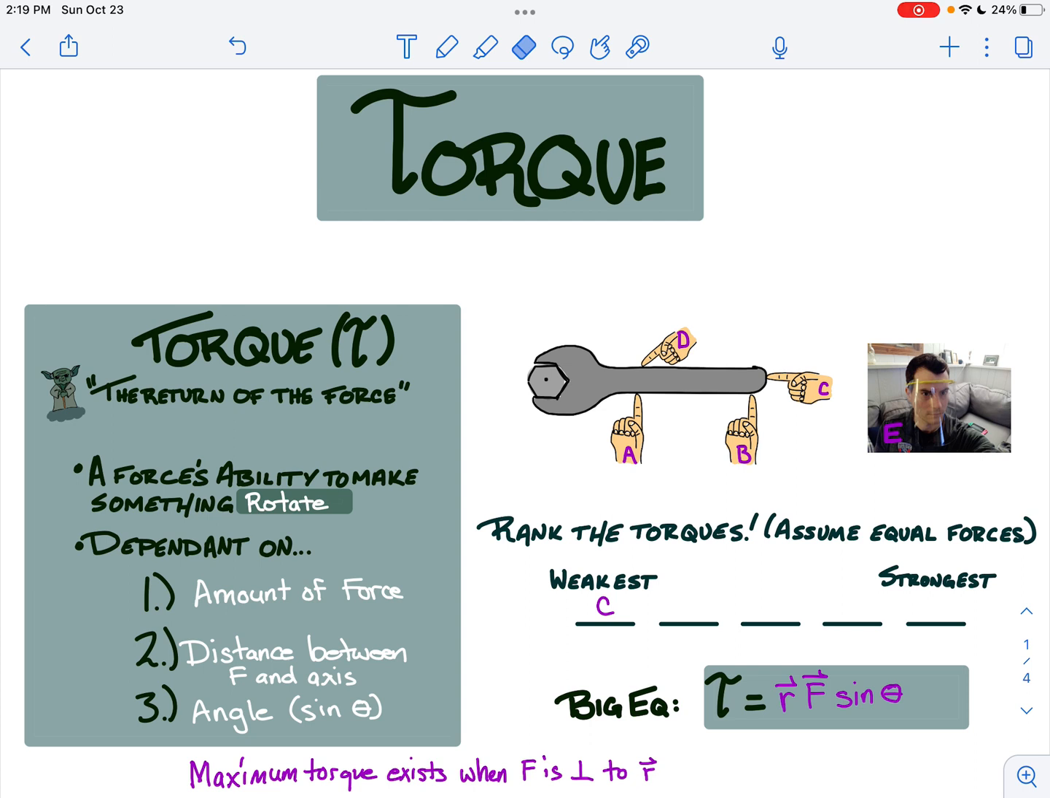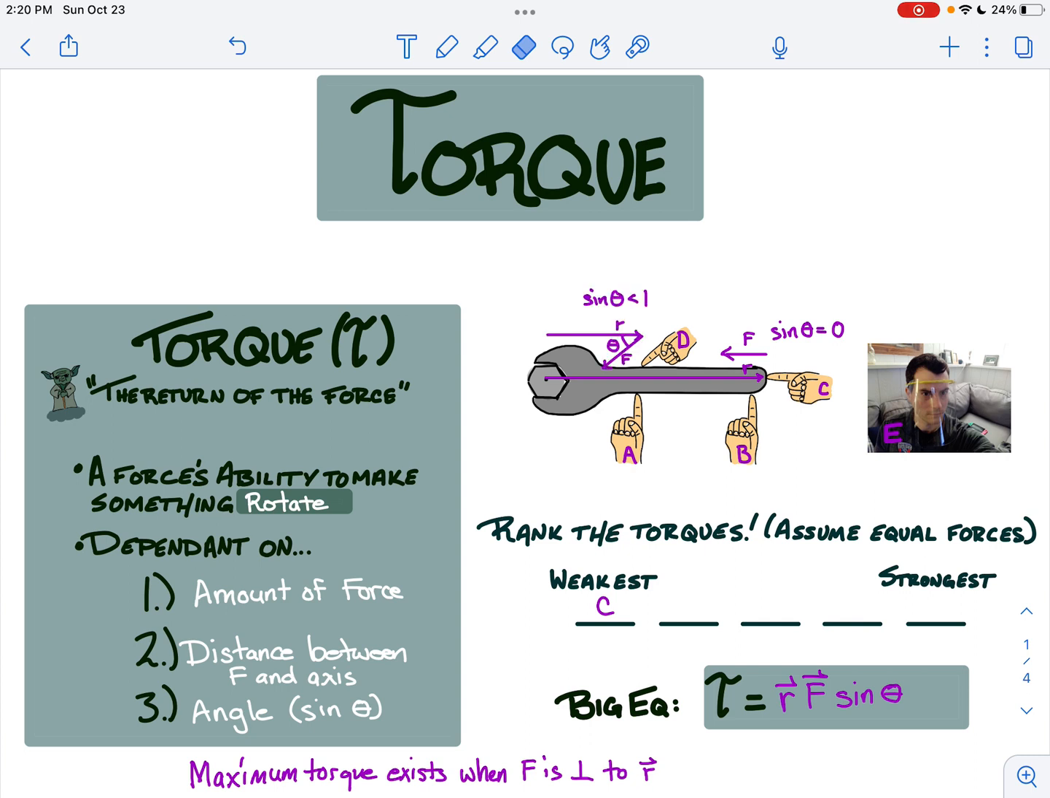So we are going to rank the torques in these 5 different situations, A, B, C, D, and E. If you look at the wrench, finger C is pointing directly towards the end of the wrench, and it isn't going to cause any torque at all, because R is from the axis to the point of contact and F is from the point of contact back towards the axis. That technically gives you an angle of 180 degrees, and you all know from trig that sine of 180 degrees is 0. So C is going to give you 0 torque.